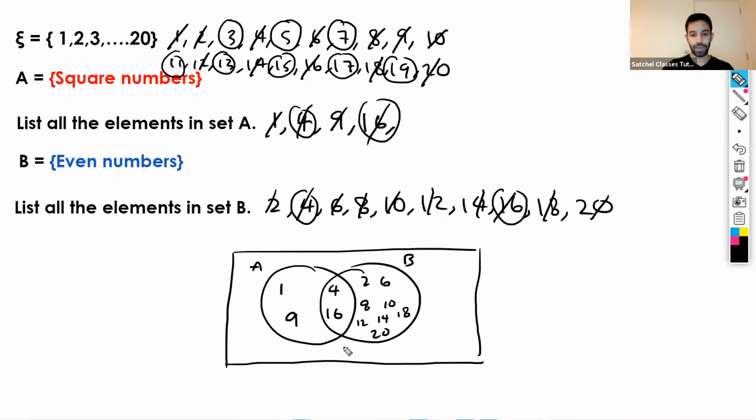So we have 3, we have 5, we have 7, we have 11, we have 13, 15, 17, and I can put 19 here as well. It doesn't really matter where in the box you put these numbers, so long as you put all of them. So we've done 3, 5, 7, 11, 13, 15, 17, and 19 as well. So this is what our Venn diagram will look like.